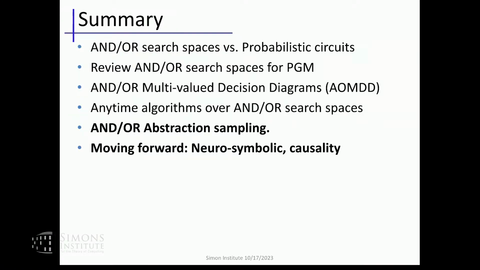Moving forward, we are learning. We have some work on learning the abstraction function. And I think what drives us forward is neurosymbolic algorithms, doing some neural network within our algorithms and applying everything to causal reasoning. Thank you.